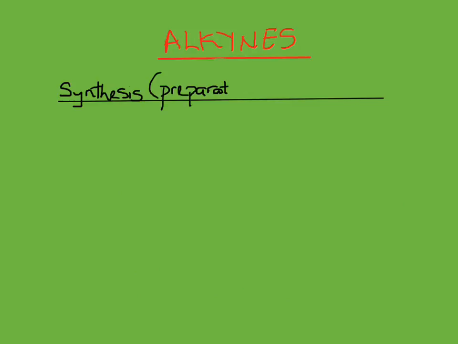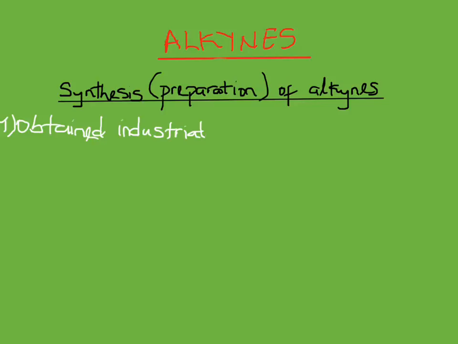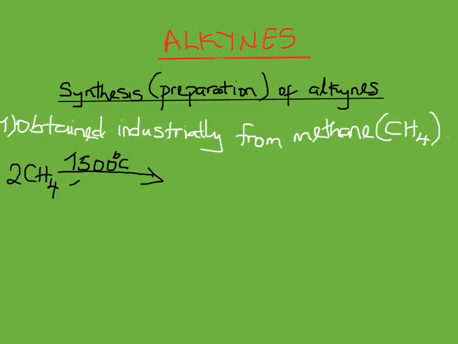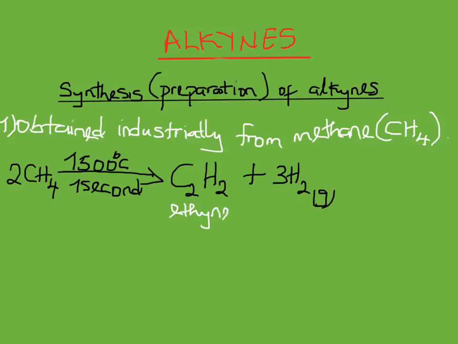The next is synthesis or preparation of alkynes. The first method by which we can obtain alkynes is industrially from methane. The specific alkyne we can obtain from methane industrially is ethine. You can see there 2 molecules of methane at 140 degrees Celsius and 1 second. Those are the reaction conditions. It's going to yield us our ethine plus hydrogen gas given off.